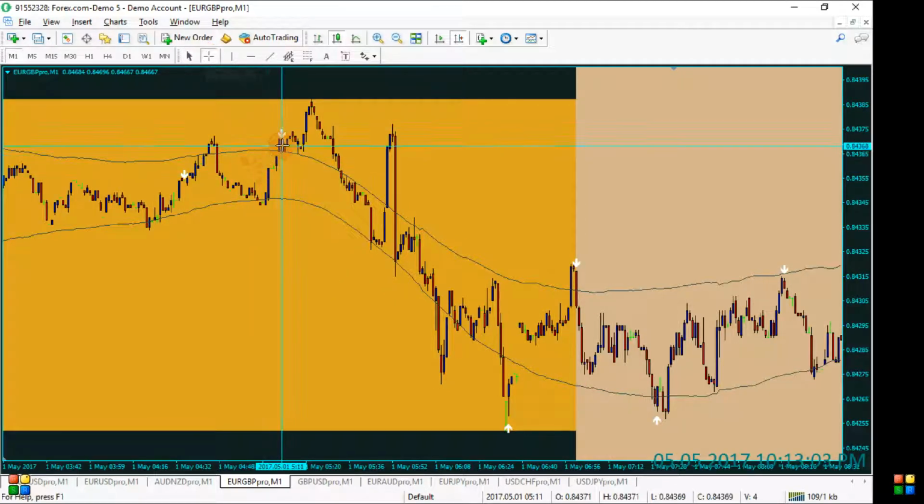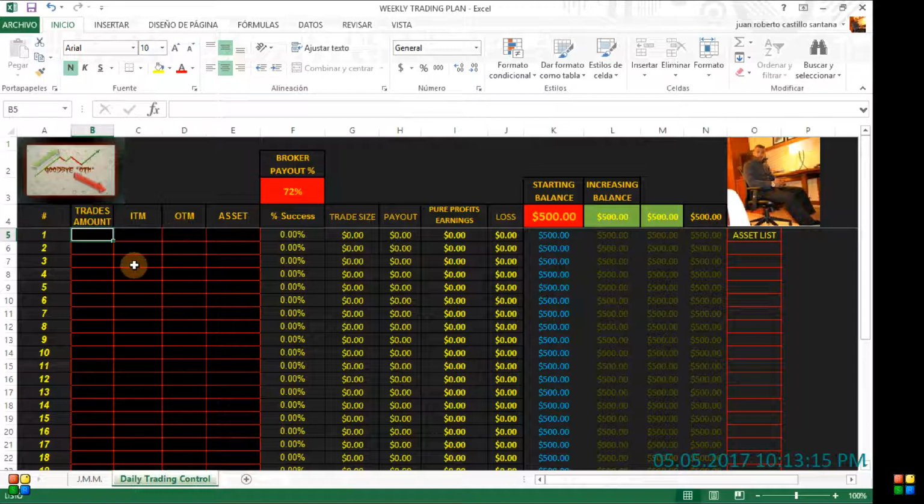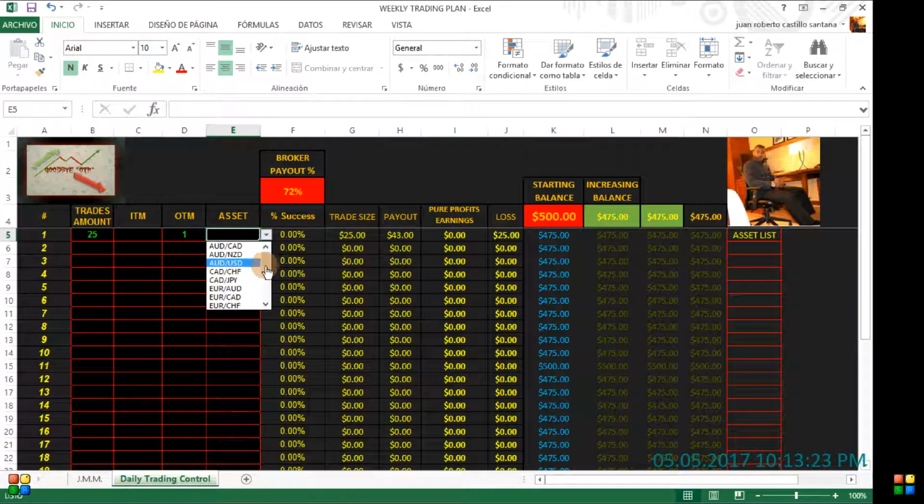Okay, to me, I have the first signal of the day right here, which is looking really bad. It's looking like an OTM for 15 minutes. Let's check. Yes, it was a 15-minute OTM. This is our first OTM of the day, $25, which has lost already. It was the asset Euro GBP.